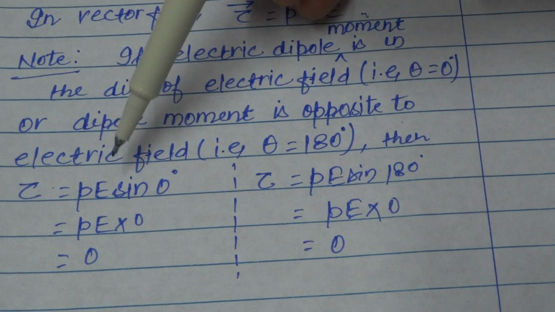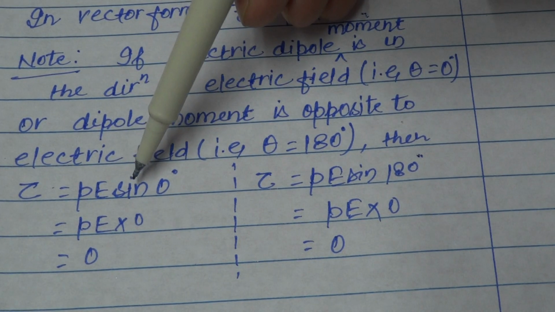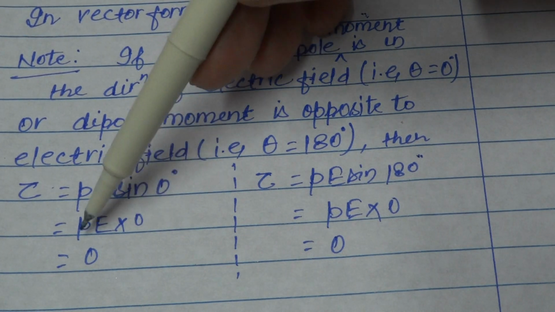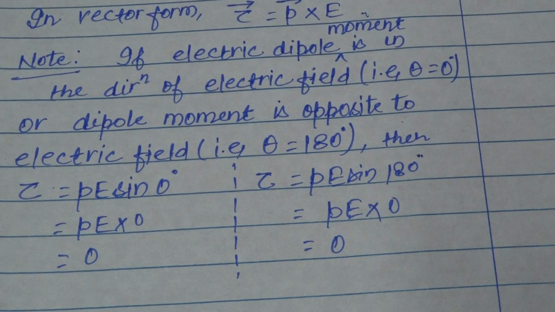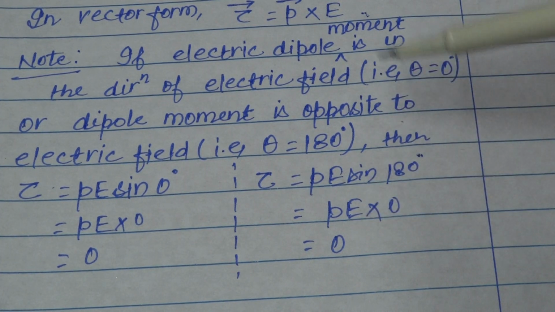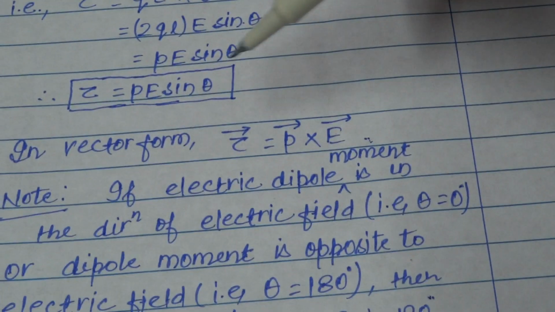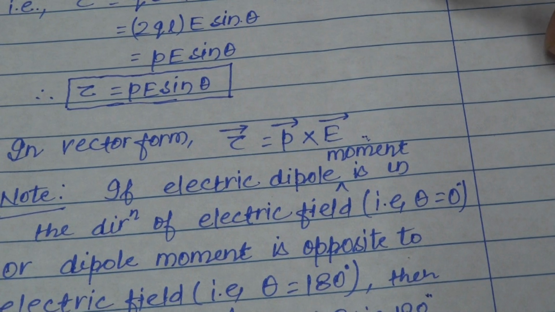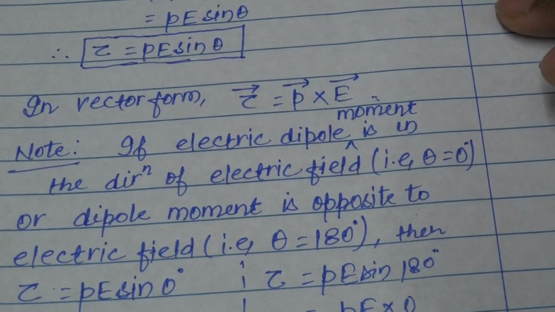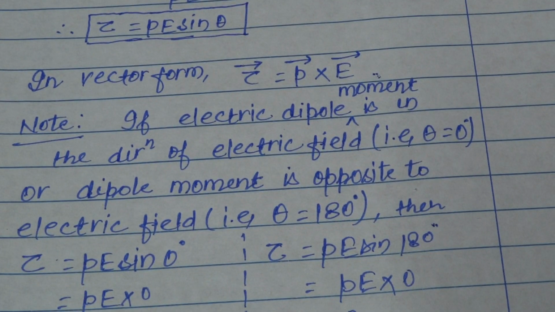First, in case of 0 degrees, second in case of 180 degrees. You know very well that sine 0 gives 0, which on multiplication becomes 0. And sine 180 is also 0, so the product is 0. So in general, torque is non-zero, but under certain conditions, this torque may be 0. This torque may be 0 if the electric dipole moment is either in the direction of the electric field or opposite to the direction of the electric field.